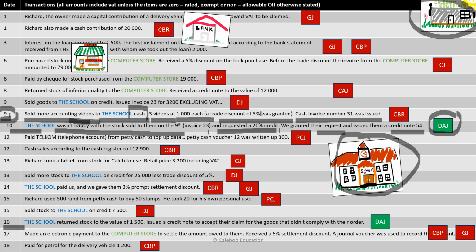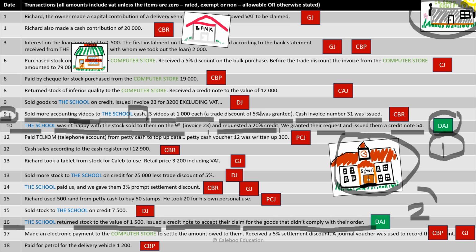Also on the 16th, the school returned stock to the value of 1,500, and we issued a credit note to accept the claim for goods which did not comply with the order. So we're going to look at that transaction on the 10th and a second transaction on the 16th. So those were 2 examples where we need to credit the account of the school.